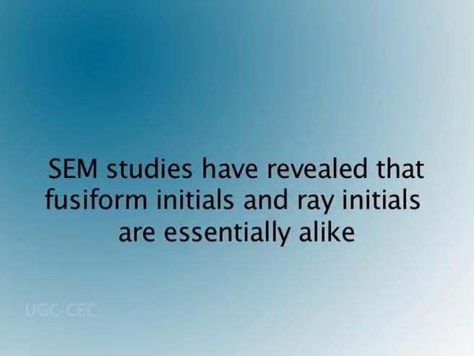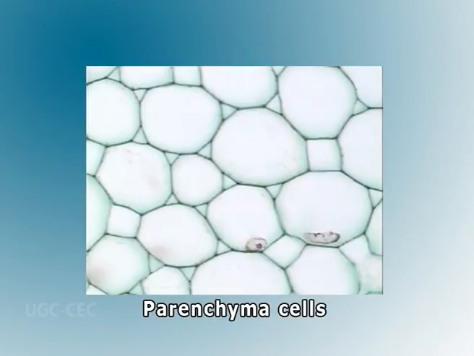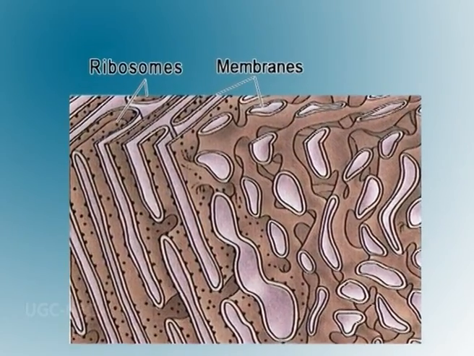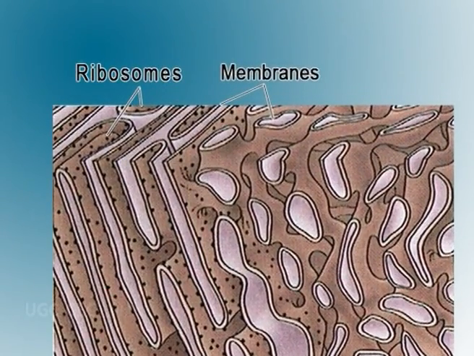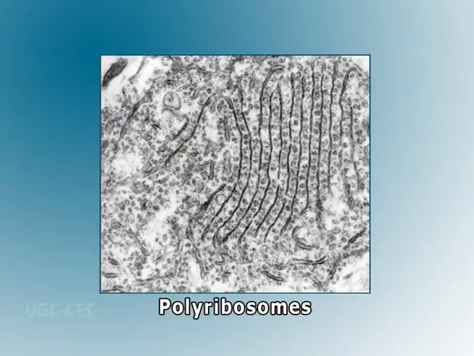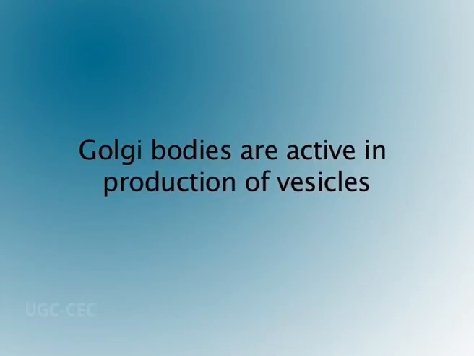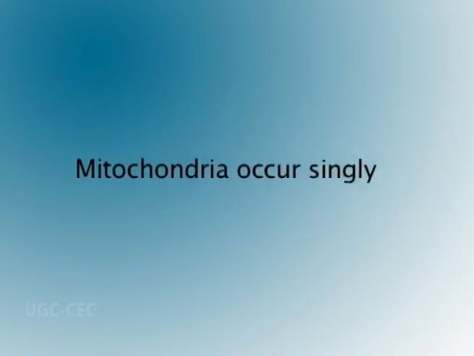Recent electron microscopic studies have revealed that fusiform initials and ray initials are essentially alike and both have the basic content of organelles and membranes typical of parenchyma cells. The actively growing cambial cells were found to have one or two large vacuoles and contain rough endoplasmic reticulum and polyribosomes. The Golgi bodies are active in the production of vesicles. Mitochondria occur singly.